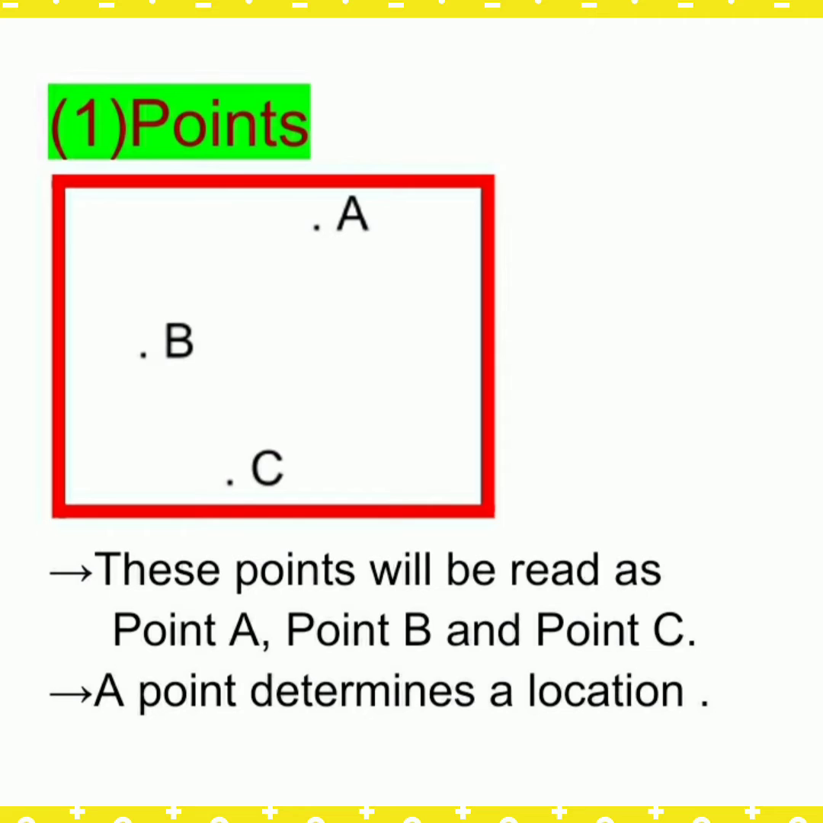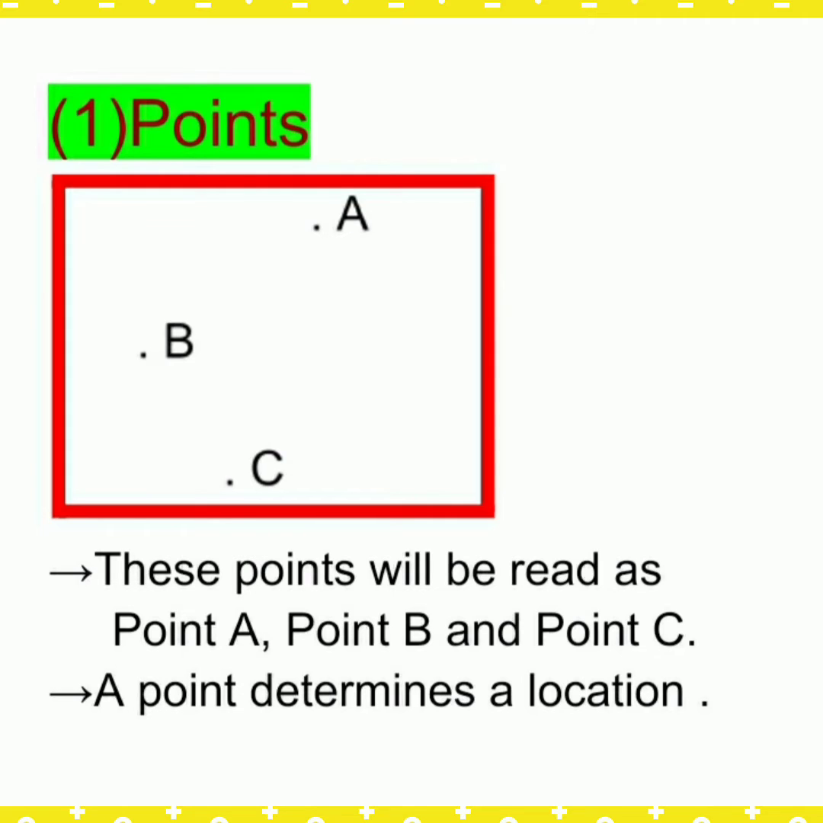Make a dot on a paper with the sharp tip of a pencil. This dot will give you an idea of a point. A point determines a location. For example, in maps, to show a place we make a dot there, right? So a point determines a location.